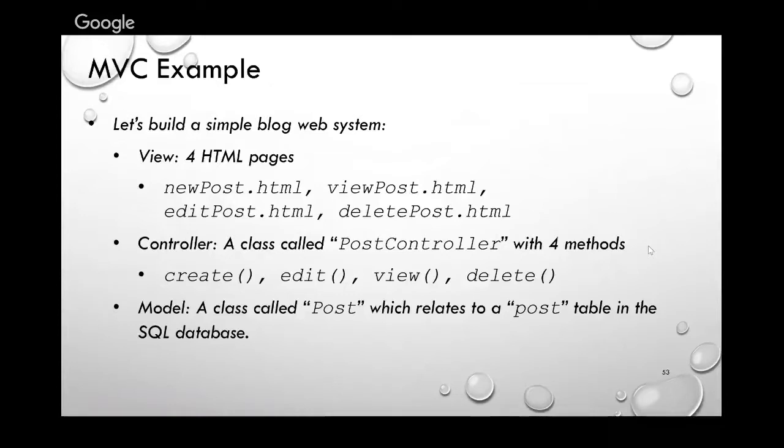So when you visit this new post.html, you submit some form on this page, and then the post controller's create method will be called. After you call this method, a new post object is instantiated. After you instantiate the post object, you will try to store it into the database. The same applies to other operations, and to other features as well.